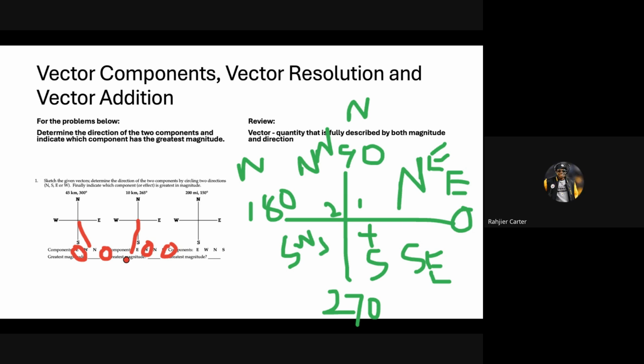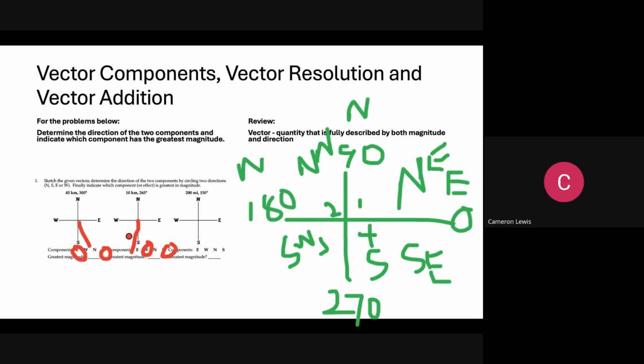I'm sorry, it'll be close to 150 degrees, because it's 200 miles at 150 degrees. Now, what quadrant is that in? 1, 2, 3, or 4? 2, good. So it's between what two angles? 90 and 180, right? So it's in quadrant 2, and it's closer to what, 90 or 180? 180.